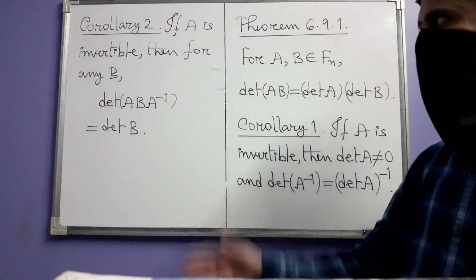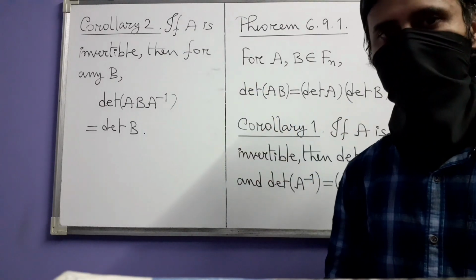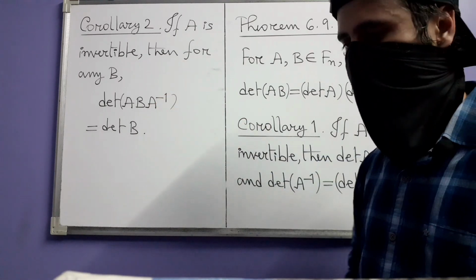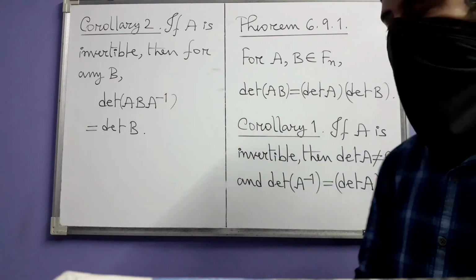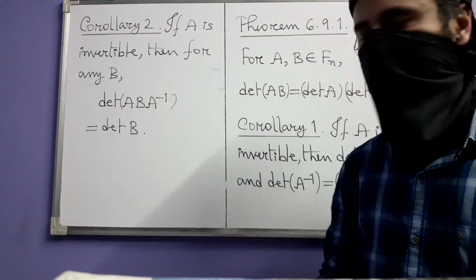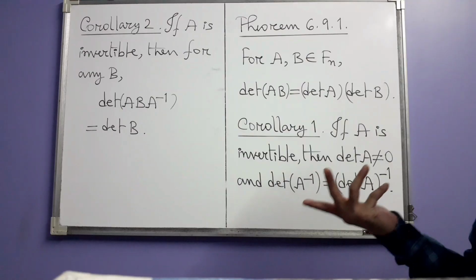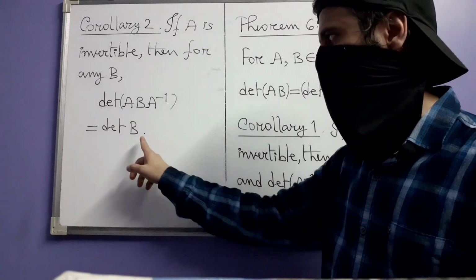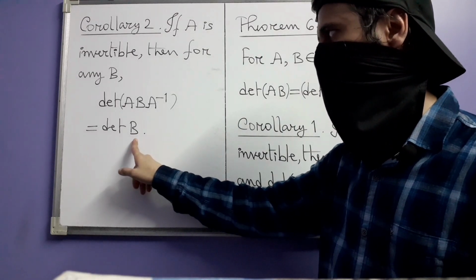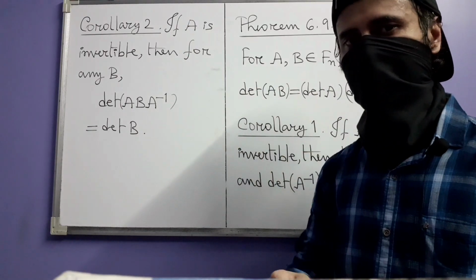And then we have this second corollary also. If the matrix A is invertible, then for any square matrix B of the same size as A, the determinant of A B A inverse is equal to the determinant of B. So this result just tells you that the determinant of any matrix and another matrix similar to it are the same.